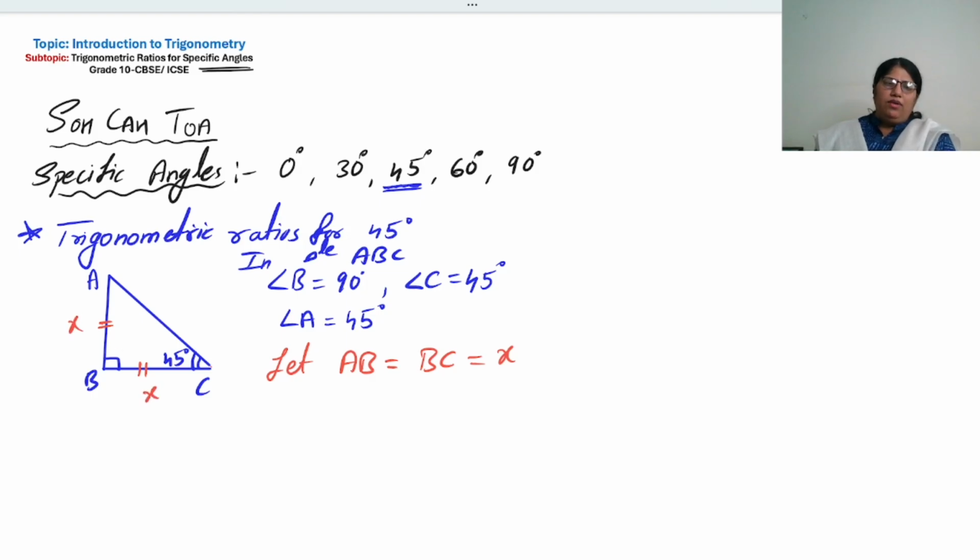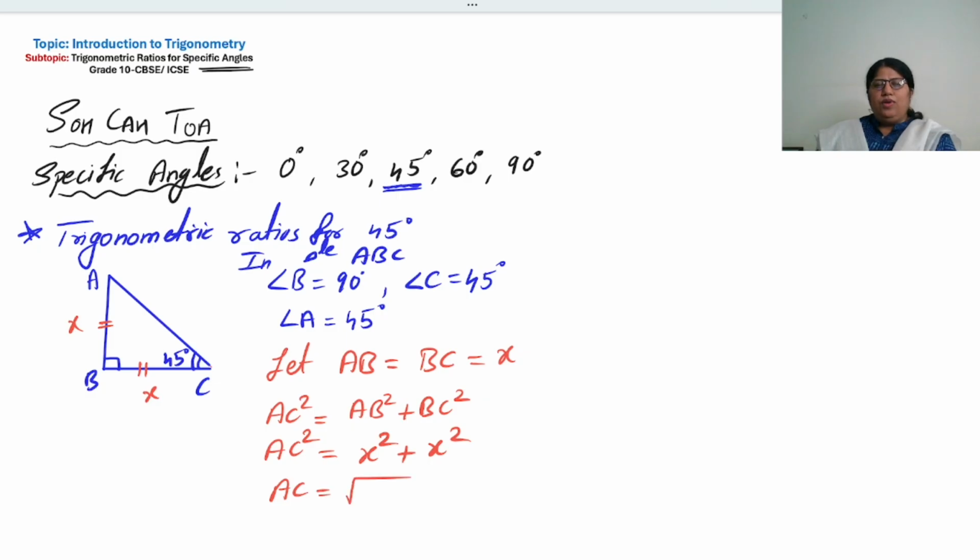Now using Pythagoras theorem, we will have AC square equals AB square plus BC square. Why are we doing it? Because to find the ratio, we should have the lengths of all three sides. Earlier you had numerical values, so you were getting the third unknown side. Here everything is in terms of a variable. So let us find AC in terms of x, which is going to be root of 2x square, which can be written as root 2 x. So mark here AC is nothing but root 2 x.